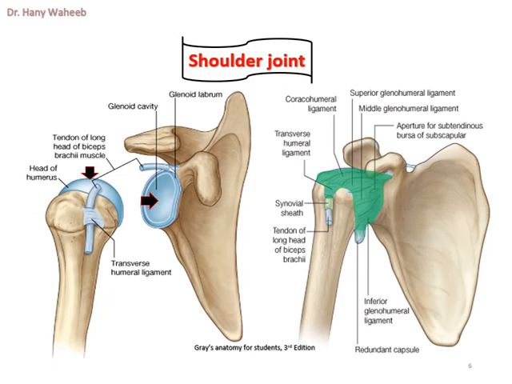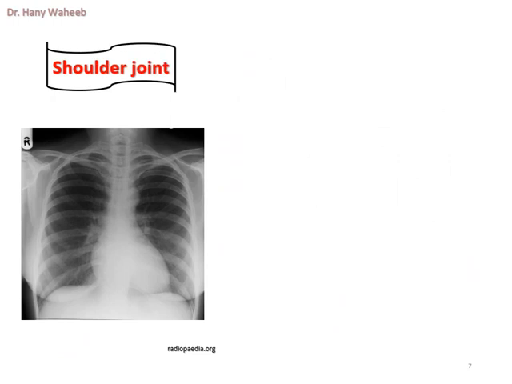Attachments of the fibrous capsule again. Medially to the glenoid margin and laterally to anatomical neck of humerus, but inferomedially it descends on the surgical neck for 1 to 2 centimeters. Notice perforations of the capsule and its lax part inferomedially. Shoulder joint in X-ray.